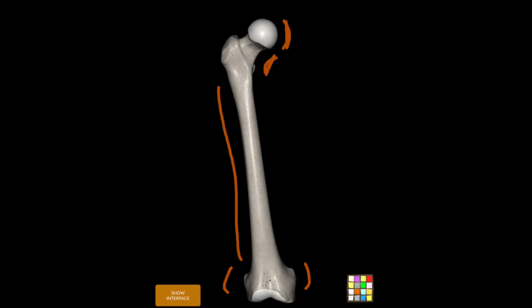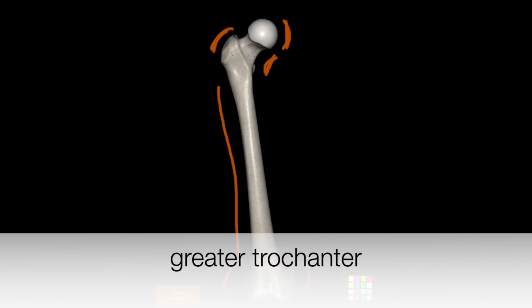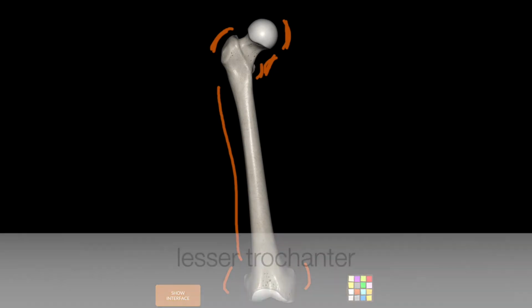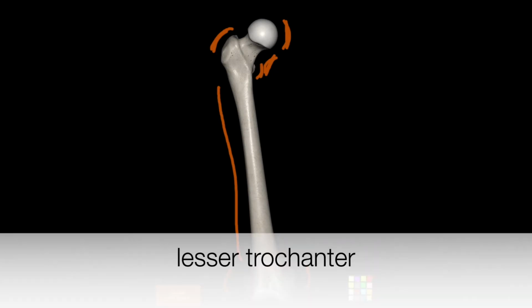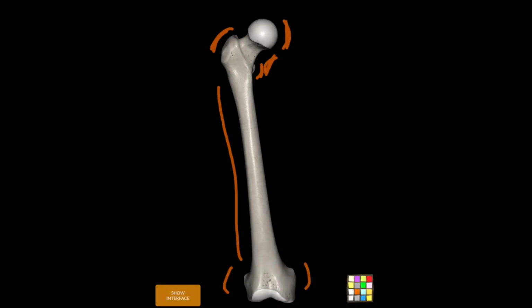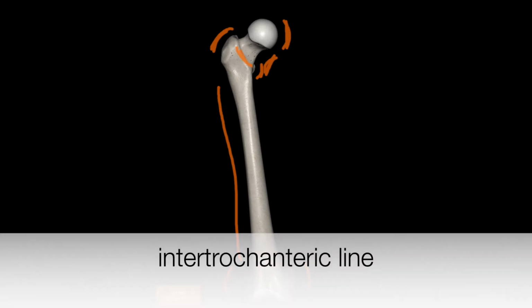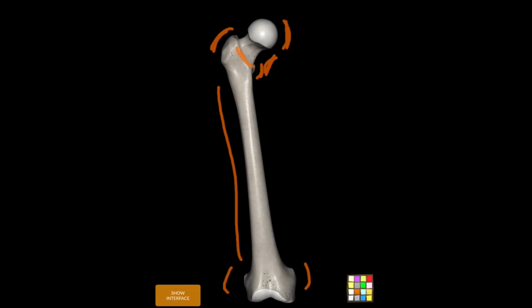Between the neck and the shaft are these prominent trochanters, a greater trochanter projecting laterally and a lesser trochanter projecting more medially. Anteriorly, the trochanters are joined by a subtle intertrochanteric line, and that demarcates the limits of the joint ligaments, hip joint ligaments, particularly the iliofemoral ligament. The shaft anteriorly is relatively smooth and featureless.